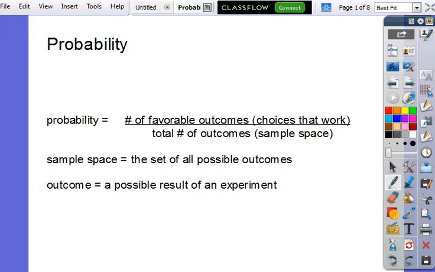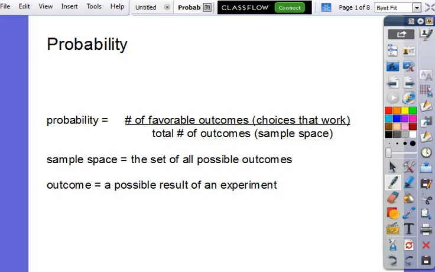Alright, you should have done some probability stuff before. Basic probability is what we're starting with today. Just the basic stuff, and then we're going to get to some more difficult stuff in a little while. The basic thing for probability is this: the number of favorable outcomes, in other words, the number of things that work, whatever it's asking for, over the total number of outcomes, or the total possibilities, which is called the sample space. So if you hear sample space, that means what is your total number of choices?